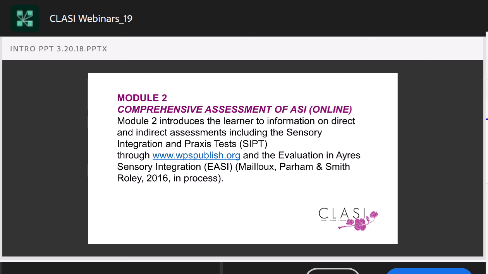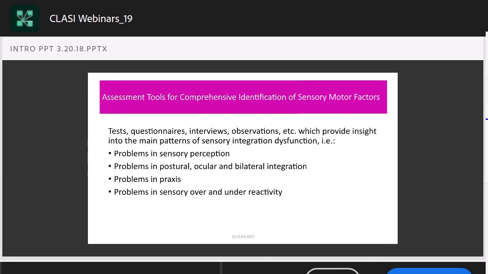Some of the tests parallel or mirror the observations that many people use that have been called clinical observations. So we're starting to use those in a more formal format under the test of the EASY. We also use the sensory processing measure and some other tools for assessment. So the details for administration and scoring are covered online in those lessons.